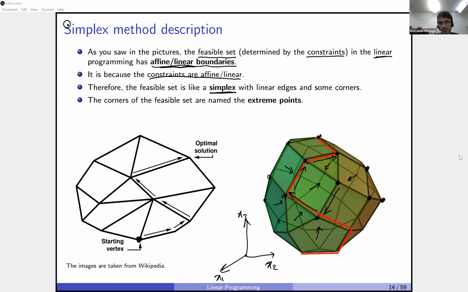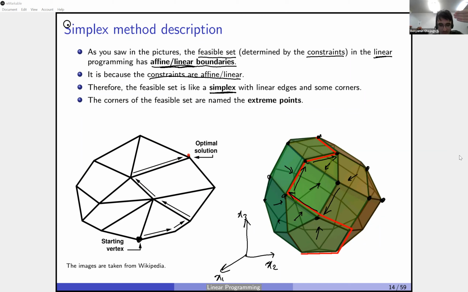If I want to minimize the cost function, I try to have less value for the objective function in each movement. If I want to maximize it, by moving from one extreme point to another one, I want to increase the value of the objective function. So I move one by one until I reach an extreme point where I can't move anymore. If I move to one of the neighbor extreme points, the cost function will be worse.